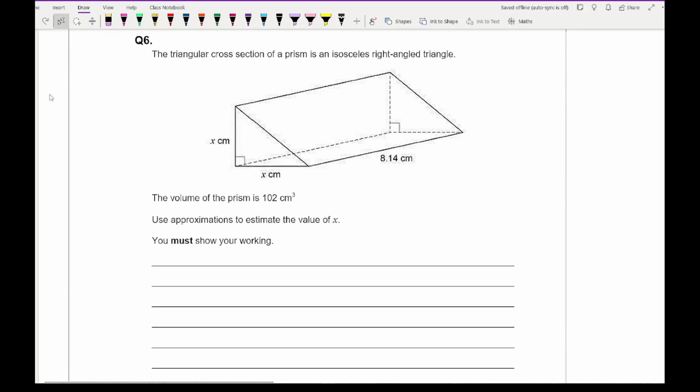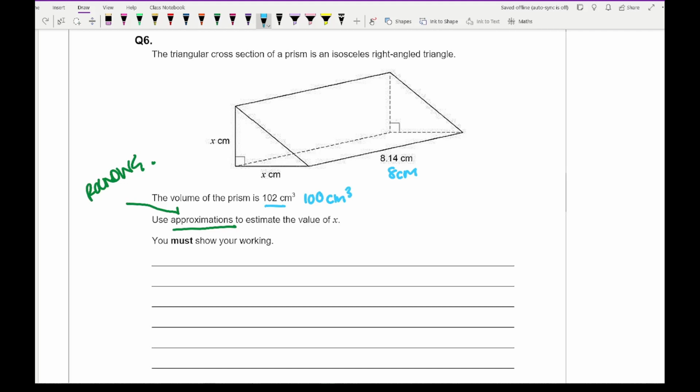So moving on to question 6, it says the triangle cross-section of a prism is an isosceles right-angle triangle. The volume of the prism is 102 centimeters cubed. Using approximations, estimate the value of x. Now, using the approximation basically means rounding. So what we can do is round 8.14 to 8 centimeters, and we can round this volume here to 100 centimeters cubed.